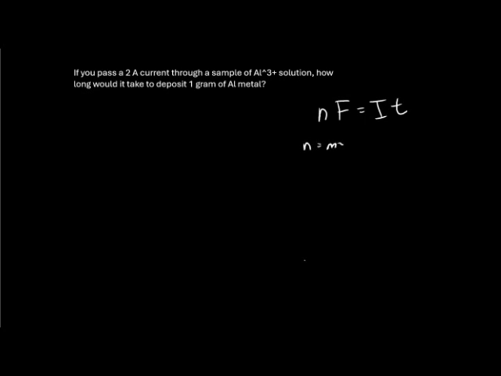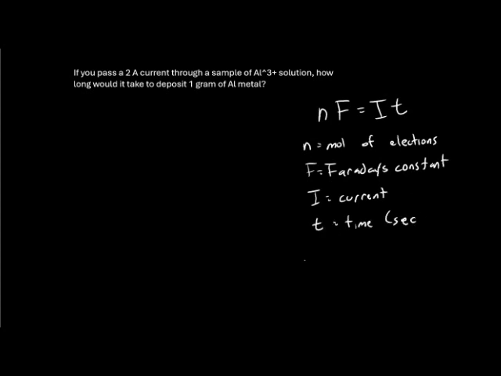n will be our moles of electrons. F will be Faraday's constant. I will be our current. And t will be our time in seconds. Since the question is asking how long it will take to deposit, that means our unknown here will be time, and we'll have to try to find the other 3 letters.